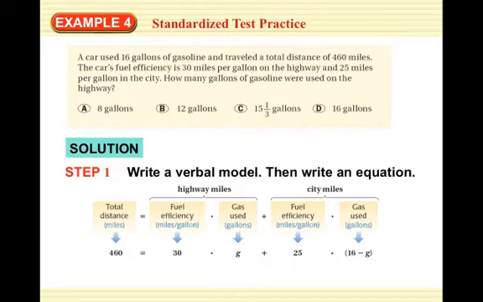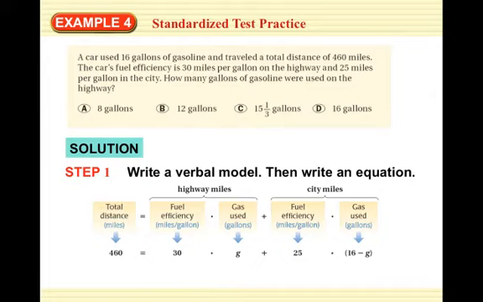So we're going to add miles and miles to equal the total distance. So the total distance is 460. Now our first expression is going to be the total number of highway miles. So what you do is you do the miles per gallon, the fuel efficiency, times the number of gallons. Well, we don't know the number of gallons. That's what we're looking for. So we're going to let our variable represent the number of gallons. And since gallons starts with G, we're going to use G. So our expression for highway miles will be the miles per gallon for the highway times the number of gallons. So that's going to be 30 times G.